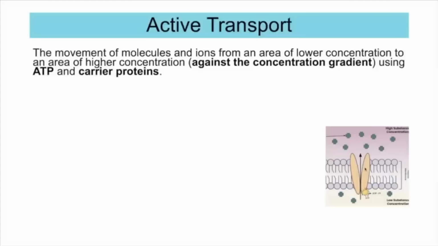The next type of transport is active transport. And this is the movement of molecules and ions from an area of lower concentration to an area of higher concentration, which means it's going against the concentration gradient. And for this reason, it requires energy in the form of ATP from respiration. And it involves carrier proteins.